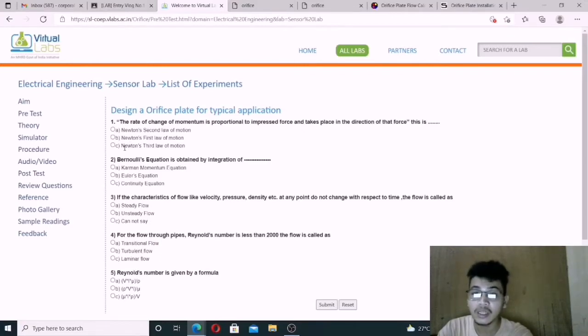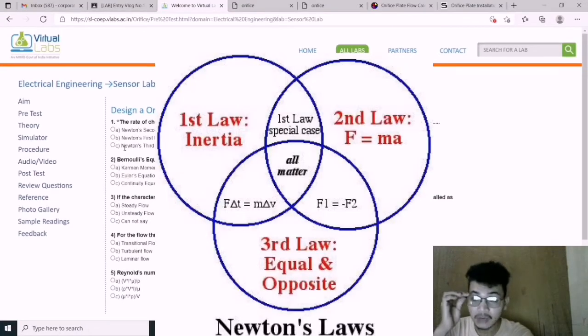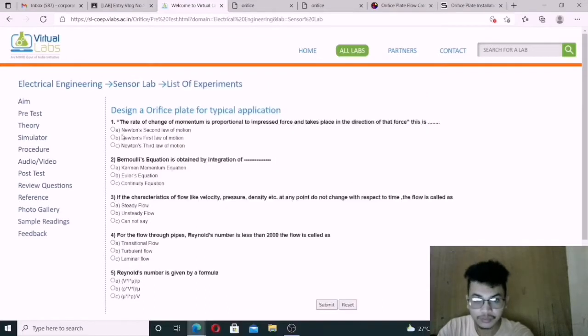Now we know that Newton's laws are three laws. The first law is the law of inertia: an object at rest remains at rest, and an object in motion remains in motion. The second law is the law of acceleration, meaning that the force is proportional to mass times acceleration. The third law is action-reaction, meaning that if you hit an object, it will hit you back with the equal force that you applied. Since this is a rate of change of momentum proportional to the force and in the direction of the force, the law that governs the statement is the second law.